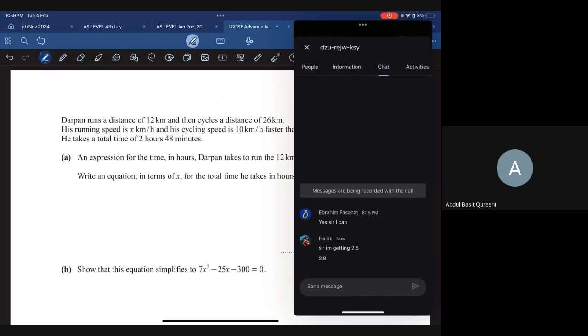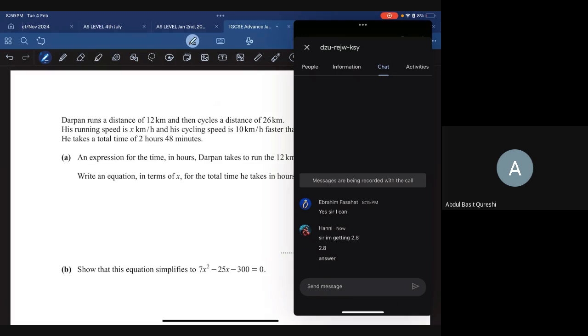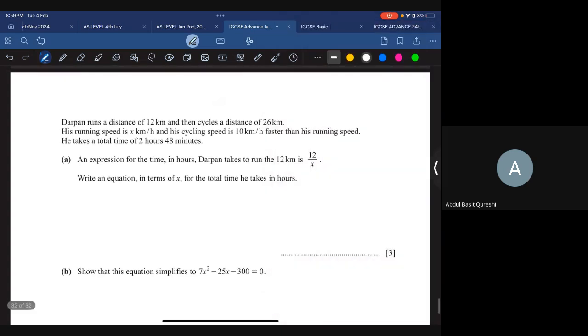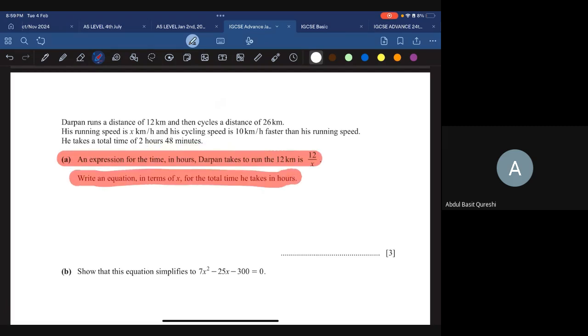Sir, I'm getting 2.8. For what? Honey, this is too cryptic. Answer A. Honey, you're supposed to get an equation. It says over here you're supposed to get an equation. You're not supposed to get anything else. It's an expression that it is, and you have to write an equation in terms of x.